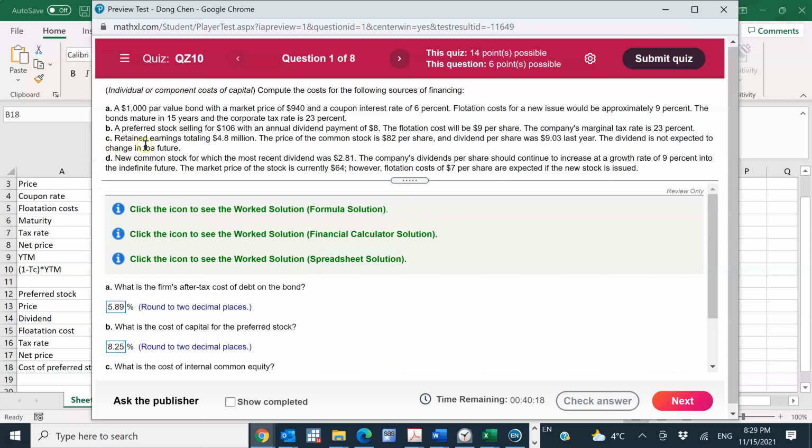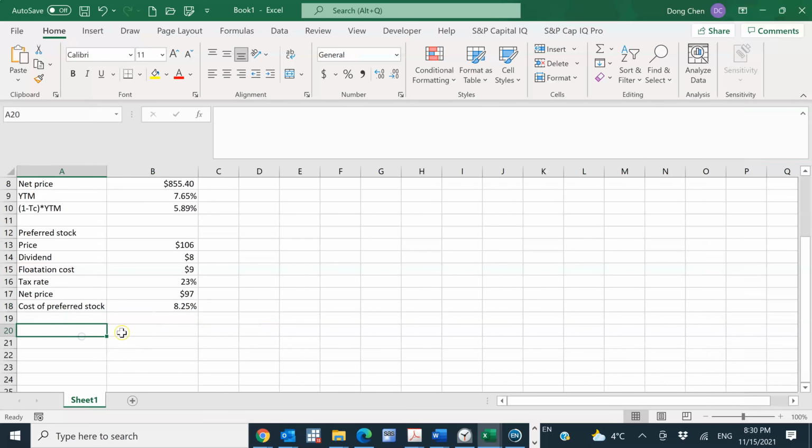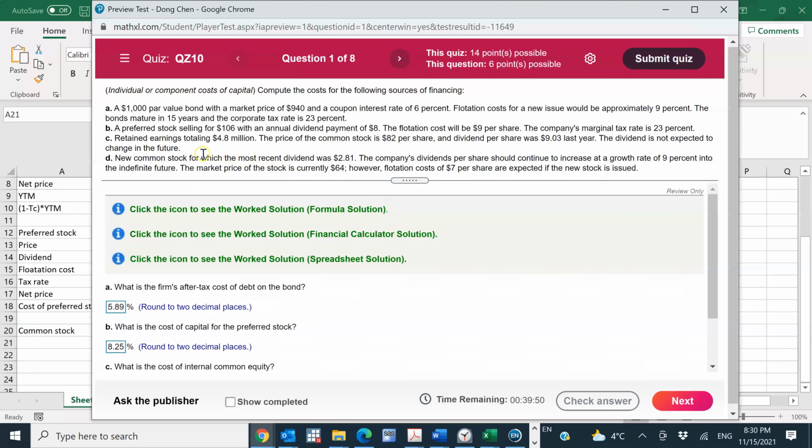And what is the cost of internal common equity? So part C, retained earnings totaling $4.8 million. The price of the common stock is $82 per share, and dividend per share was $9.03 last year. The dividend is not expected to change in the future. So again, let me put this information into my spreadsheet. First information is the earnings. Actually, the earnings information is not useful to calculate the cost of common equity.